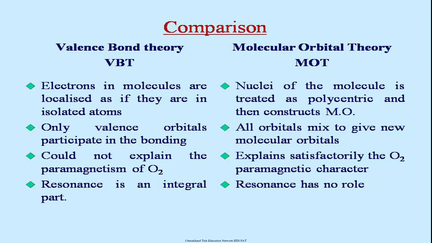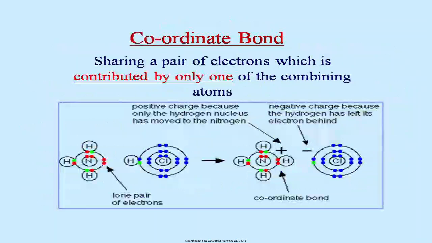In the valence bond theory, resonance is an integral part. Several structures in this theory are satisfactorily explained with their stability order, whereas there is no role of resonance in molecular orbital theory. Besides this comparison chart, there are certain bonds which we have to discuss.